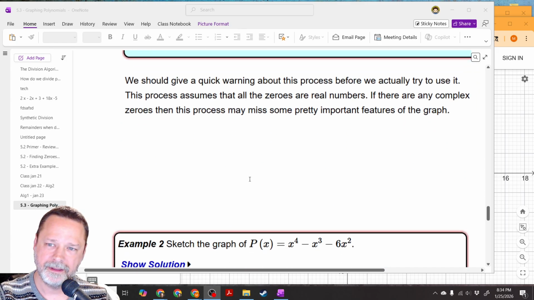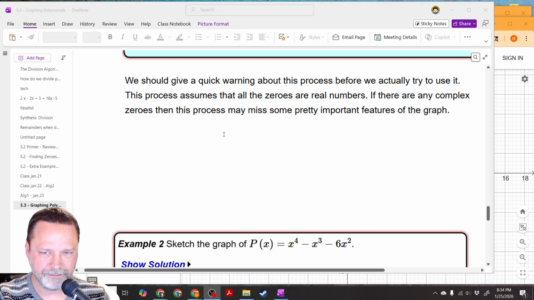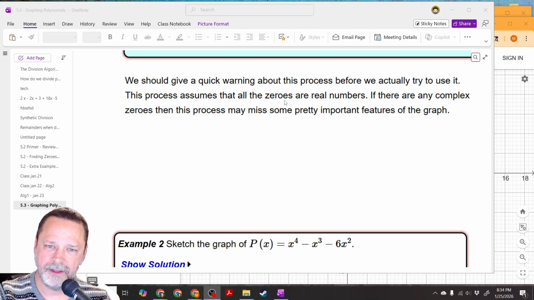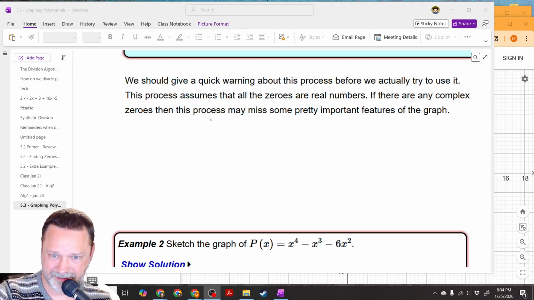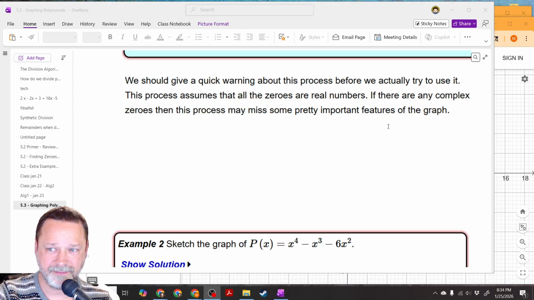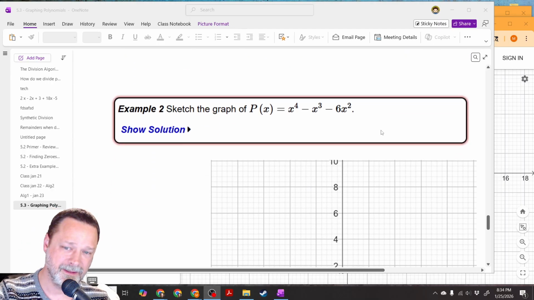Okay. So, oh yeah, and a quick warning. So a note. This process assumes that all zeros are real numbers. Okay? Remember, we've seen before that we can have zeros pop up that are complex. And in that case, if there are any complex zeros, then this process may miss some pretty important features of the graph. It'll be a little different.